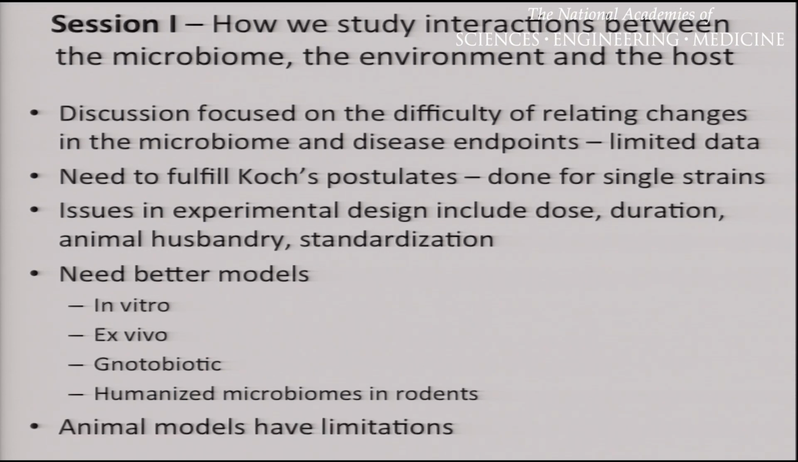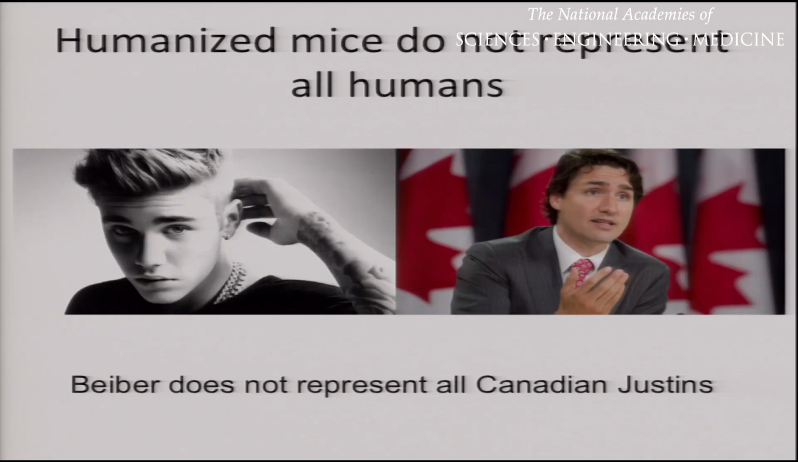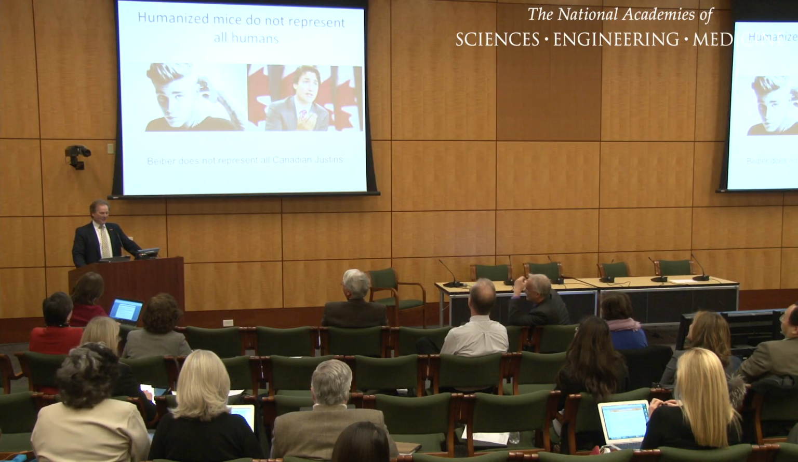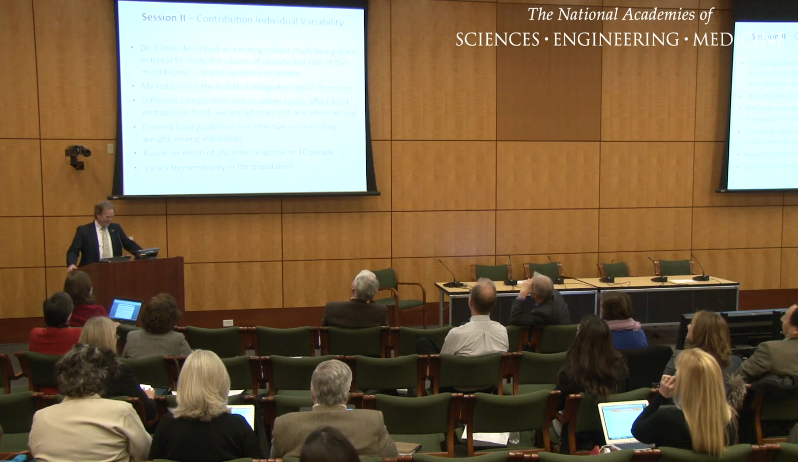But we also heard that animal models have lots of limitations, and the statement was made that a gnotobiotic animal is no more like the human population than Justin Bieber is an example of that. And so I took that a step further and said humanized mice don't all represent all humans. Justin Bieber doesn't even represent all Canadian Justins. So the point is that we have to be careful how we use our models so we don't think that this is representative of all Canadians.